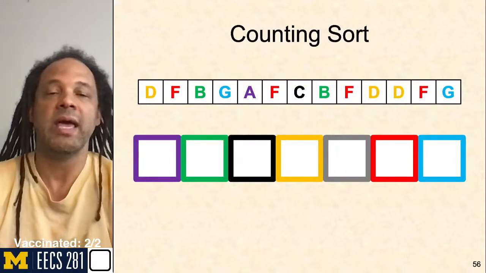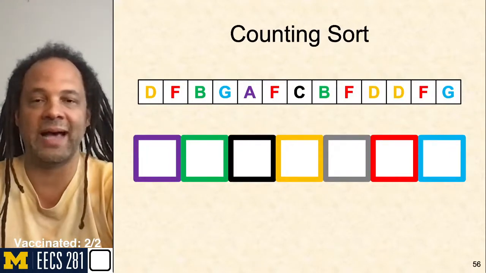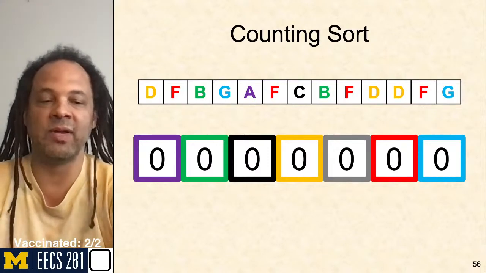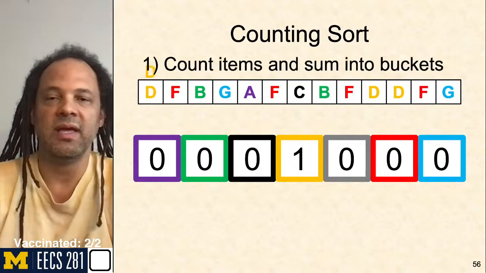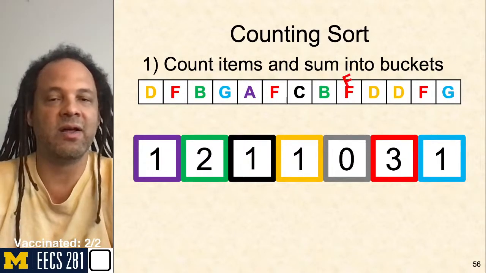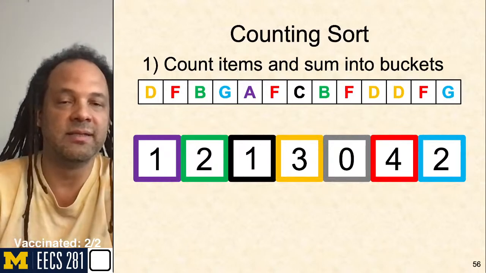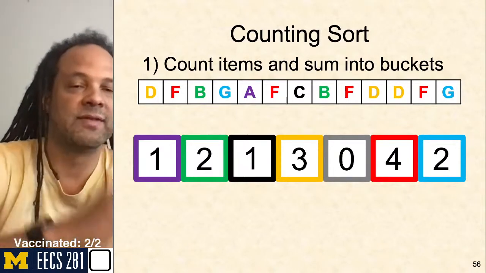So here's how it might look. Here are the data all set up, and I'm going to run through a first pass. In my first pass, I'm going to count all the values. Each one of those things does an increment, and when I get done, I see here that I've got 1 A, 2 Bs, 1 C, 3 Ds, 0 Es, 4 Fs, and 2 Gs.